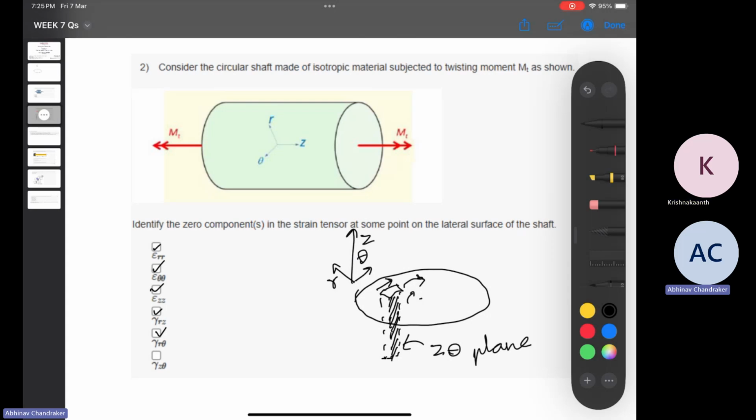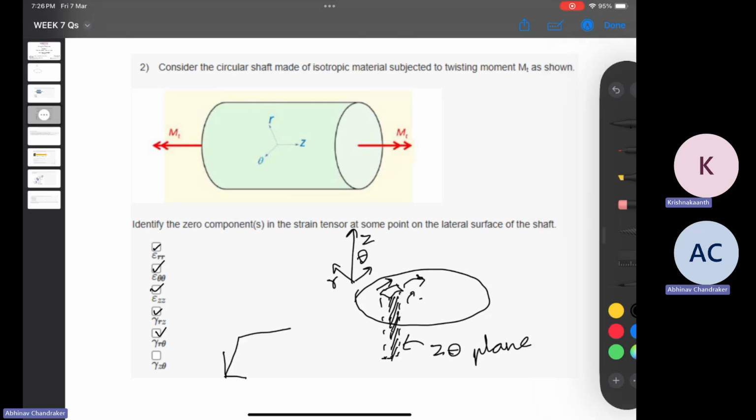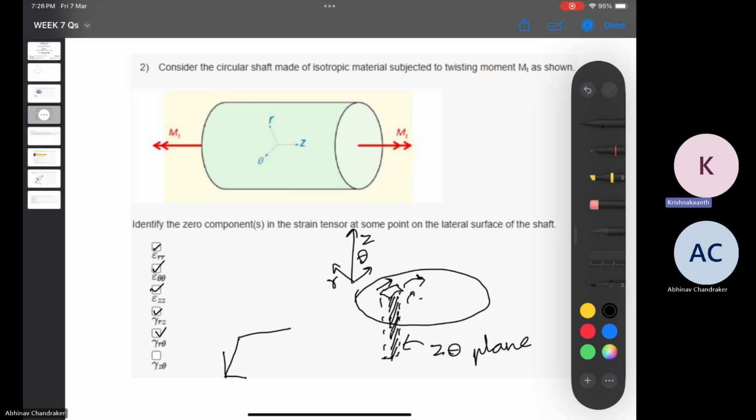If I magnify it, it looks something like this. You can understand it as something like this. This is your Z theta plane. That's why I was saying that only in the theta direction you have shearing. Sorry, this is not the Z theta plane. Yeah, it's the Z theta plane. So only on the Z theta plane you will be having shearing.